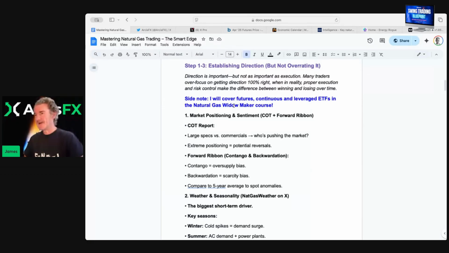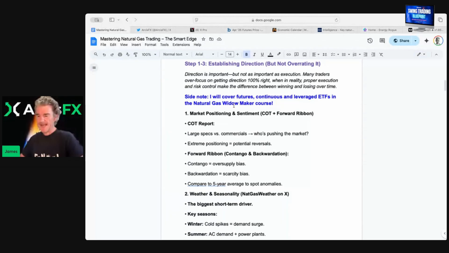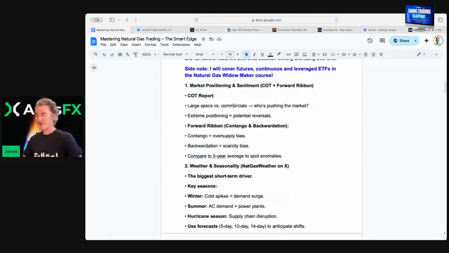Really, in terms of priority, in terms of emphasis, the most important thing is risk management. The second most important thing is execution in and out of a trade. And the third, the least important thing, is the direction that you pick for your overall idea. We'll cover all of those in this short précis. As a side note, I will also cover futures.